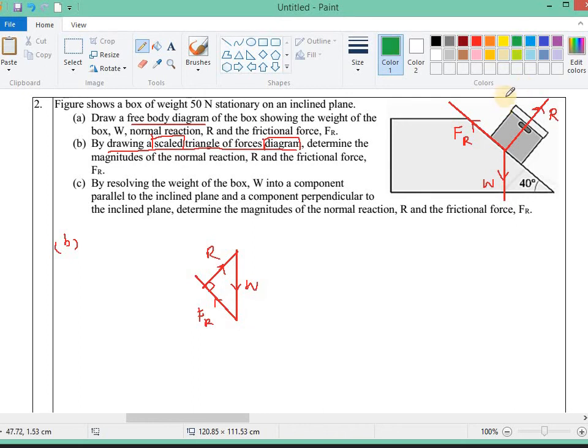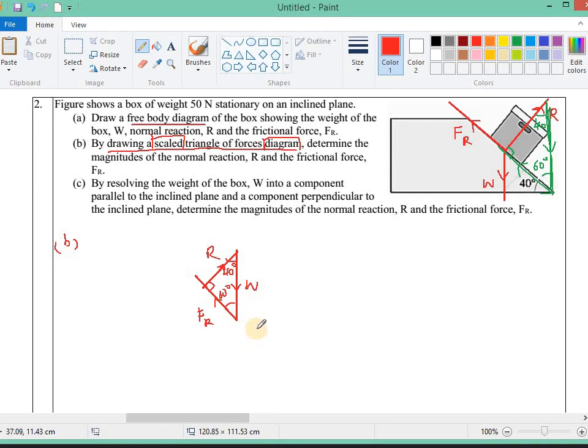From here we can see, if this is the weight here, this is the friction, this is the weight. So this is 40 here. Then that means this is 60. Now this is 90°. So this is 60. So this is 40. This is 90. So this is the triangle of forces here. So this is 40. This is 60.